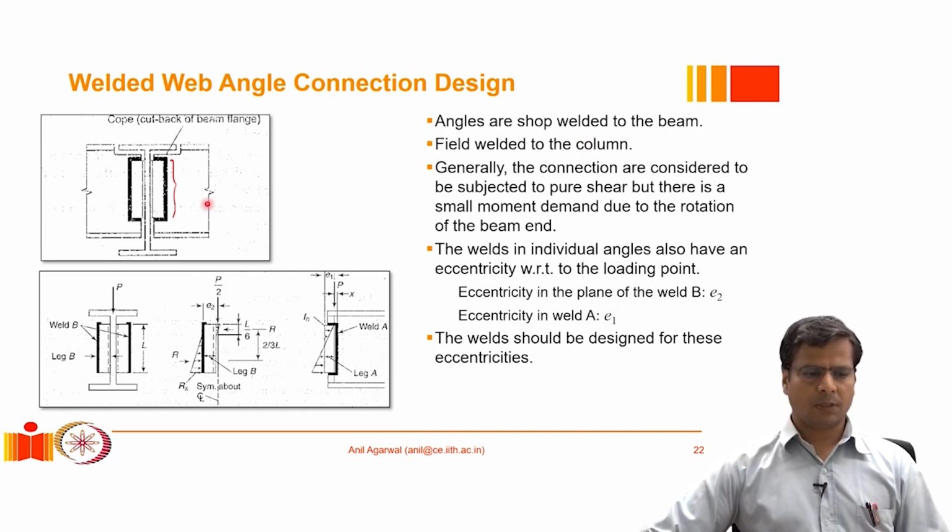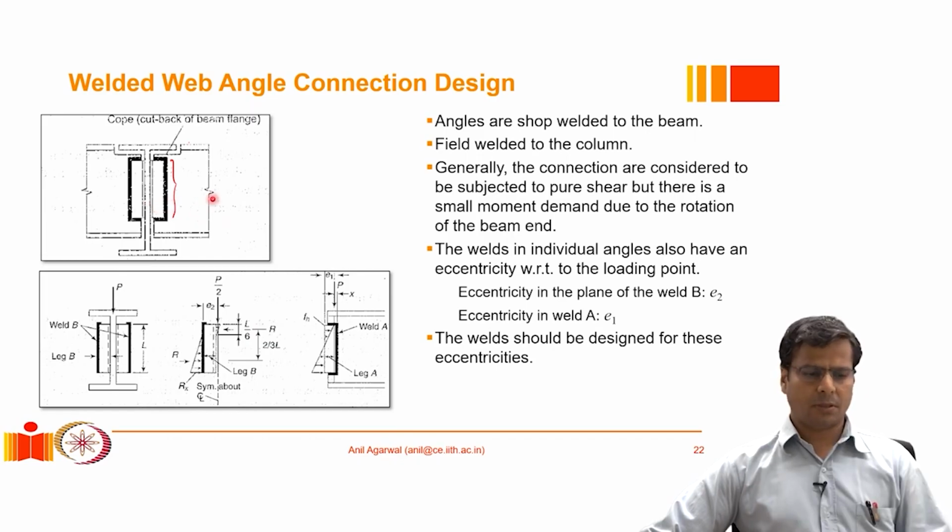So this is an example of a double angle connection wherein the angle is welded both to the beam as well as to the girder. In such a situation, you might notice that typically these angles are shop welded to the beam, and then they are brought to the site, and then they are site welded to the girder. Same thing could be true for the columns as well.